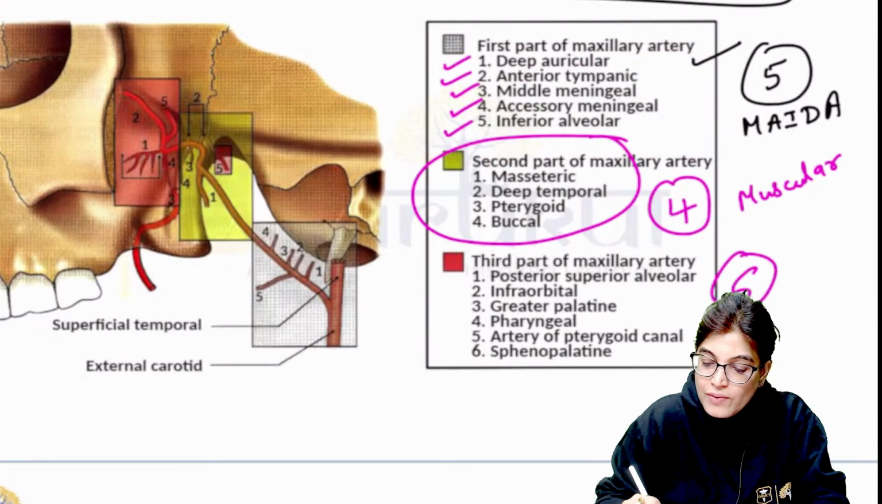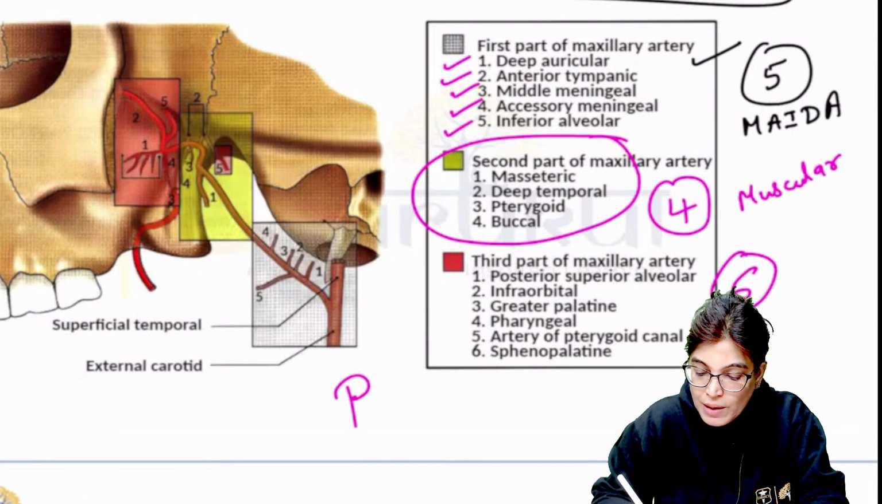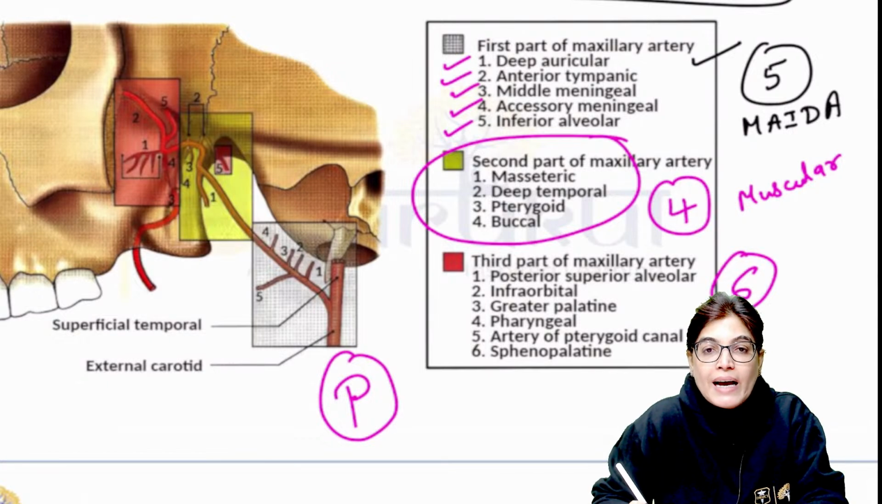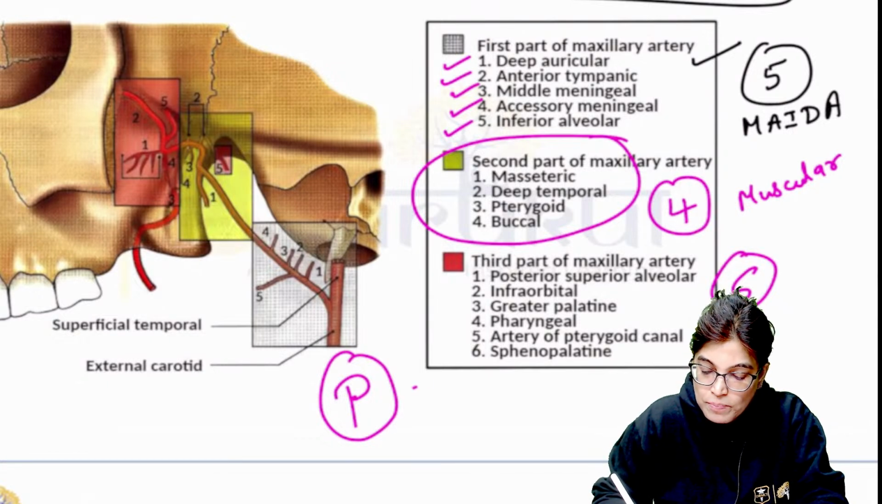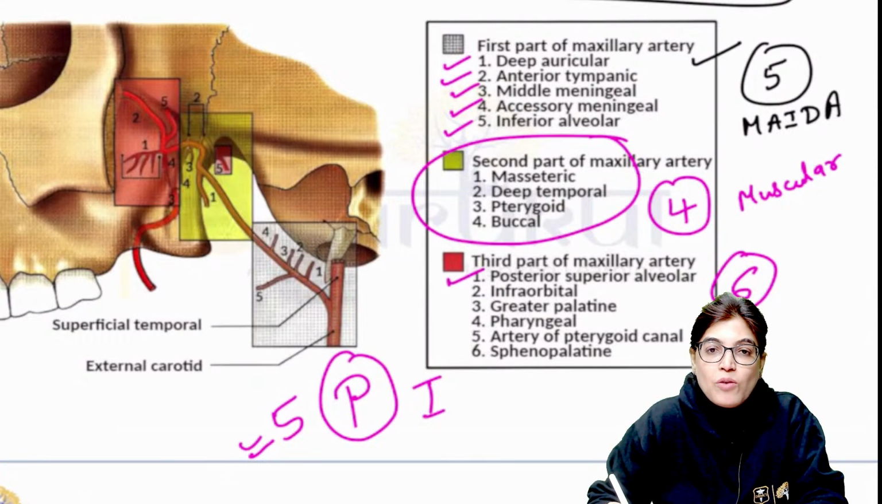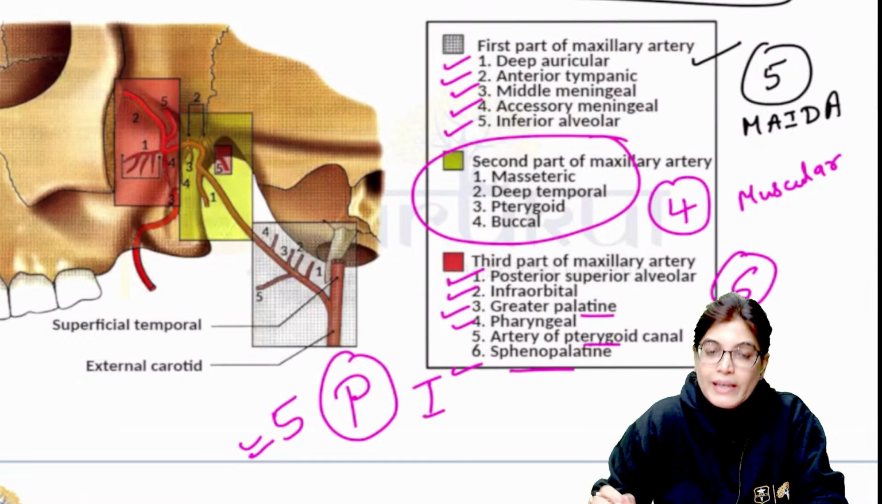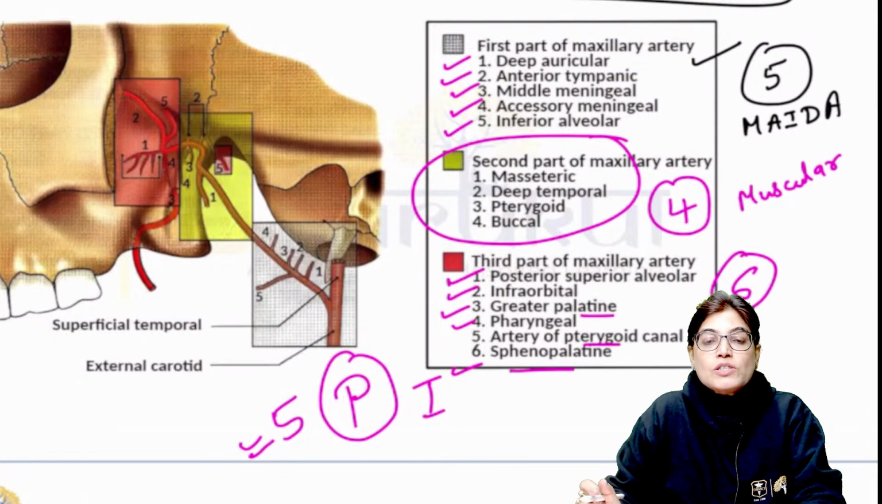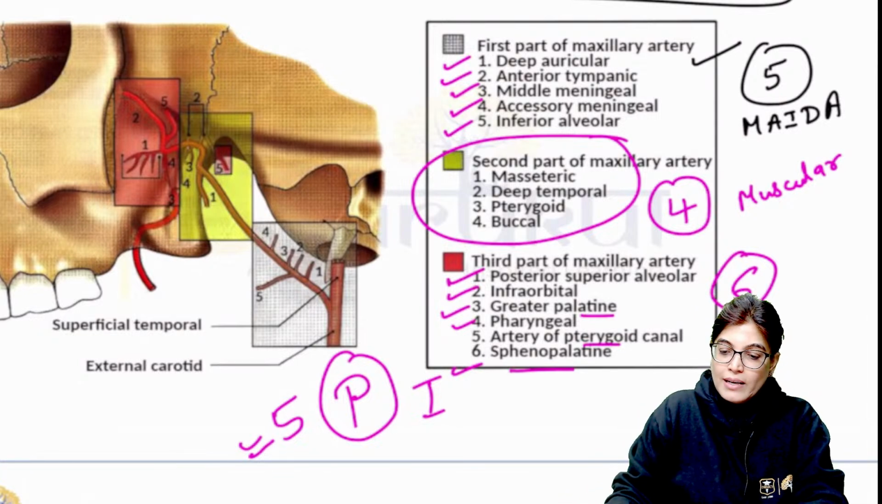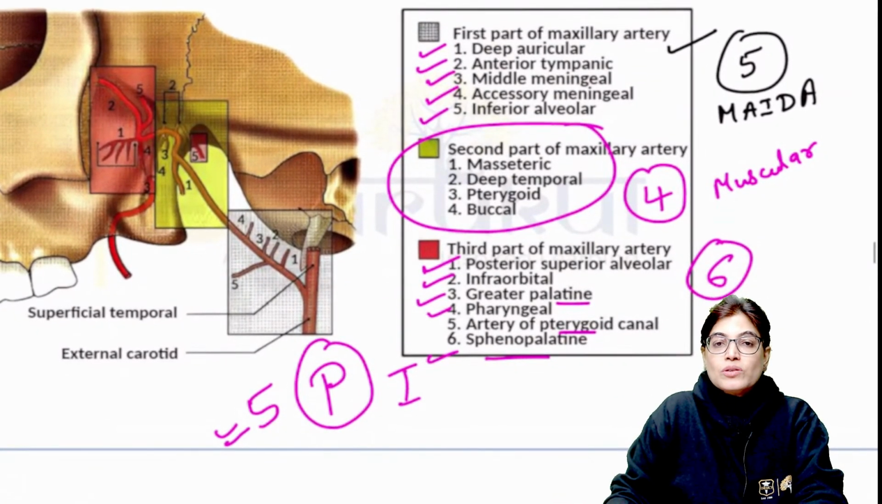6 branches are given from the third part, and most of the branches have the letter P attached to them. So PI, 5 P and I. Here P for posterior superior alveolar, palatine, greater palatine, pharyngeal, artery to pterygoid canal, sphenopalatine, and also infraorbital. So there are 6 branches from the third part of maxillary artery.